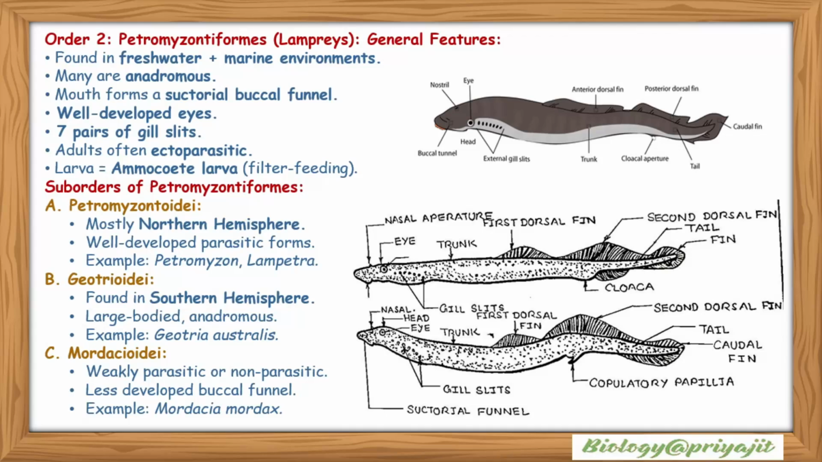Geotrioidei, they are found in the southern hemisphere. The large-bodied anadromous forms, for example Geotria australis. Then Mordacioidei, they are weakly parasitic or non-parasitic. They have a less developed buccal funnel, for example Mordacia mordax. This is the image showing the Petromyzontiformes.